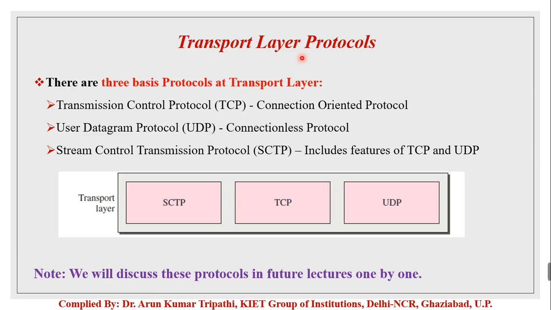Transport layer protocols. There are three basic protocols at the transport layer. They are named as transmission control protocol, TCP, which is a connection oriented protocol. UDP, that means user datagram protocol. It is a connectionless protocol. And stream control transmission protocol, SCTP. It includes the features of both TCP and UDP. We will discuss these protocols in future lectures one by one.